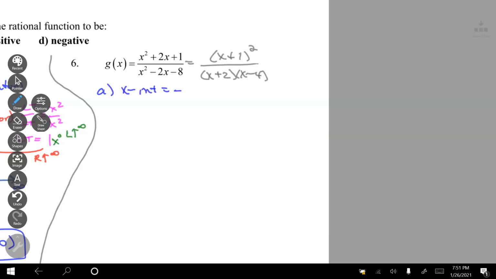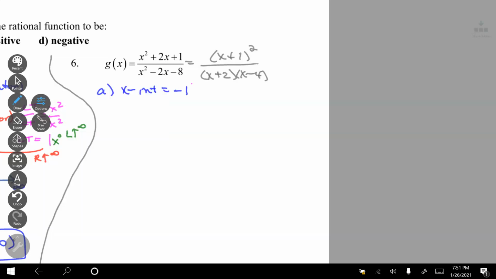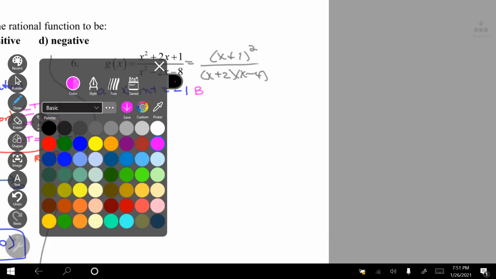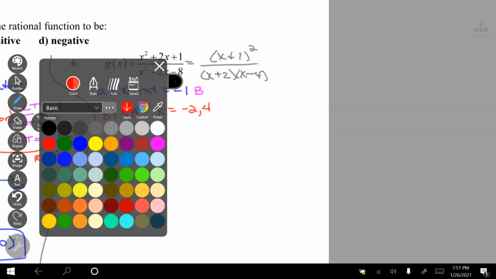And that would be negative 1, but it's special. It's a squared, it's a bouncer. Part B is where it's undefined, those are my VAs. And that is x equals negative 2 and 4. So now I can make my number line.